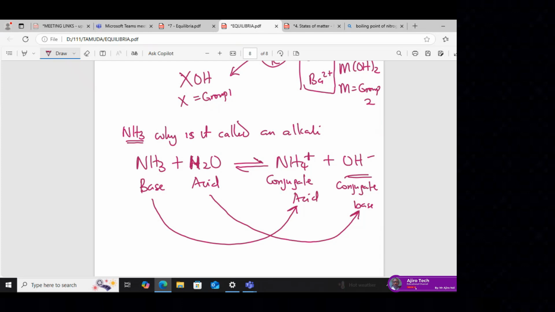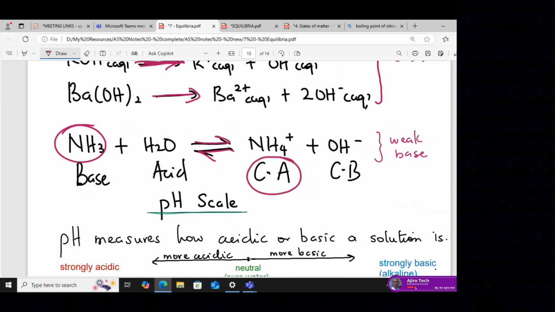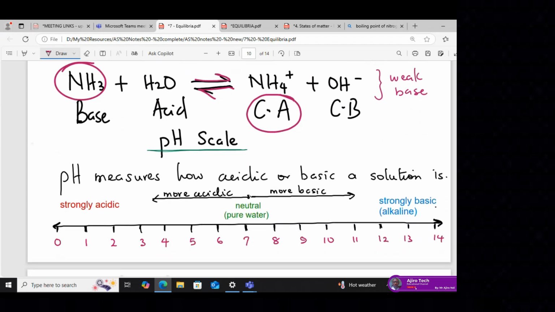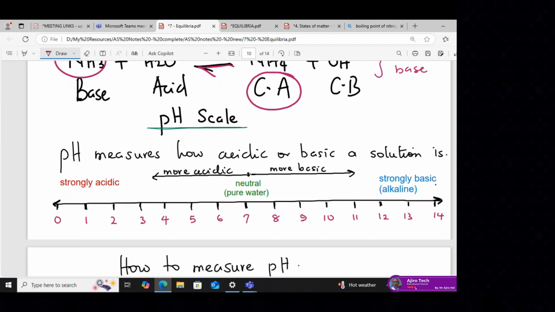Good, that's fine. I'm going back to my notes. Can you see my note now? Where is it? It's on the equation still. What can you see? pH scale. Yeah, that's the note. So can you repeat what the pH scale is? pH measures how acidic or how basic a solution is.